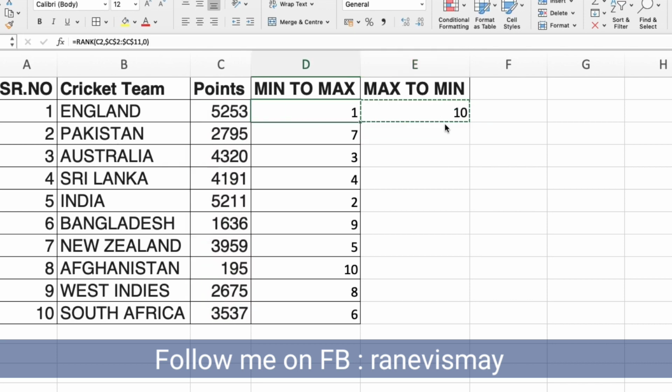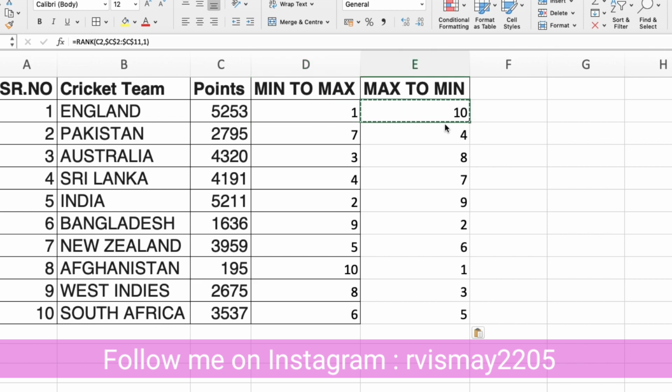So this is vice versa, where India was at second position here. Now it is at 9th position. England was on first position. Now it is at 10th position. Australia was on third position. Now it's at 8th position. So this is from 1 to 10, and this is from 10 to 1. What is the lowest? The lowest was Afghanistan team with 10th position. Now it has come to first position because we have selected 1 in this particular formula.